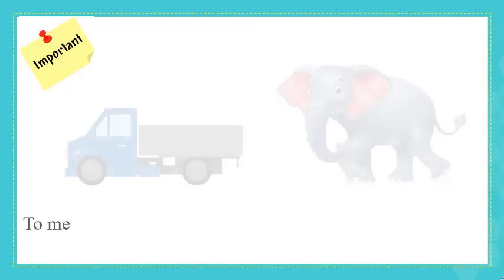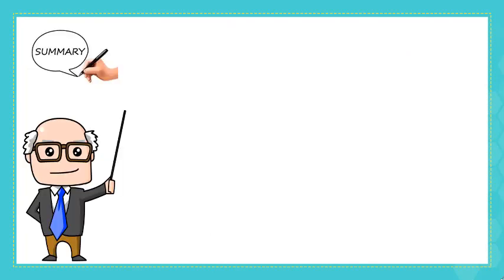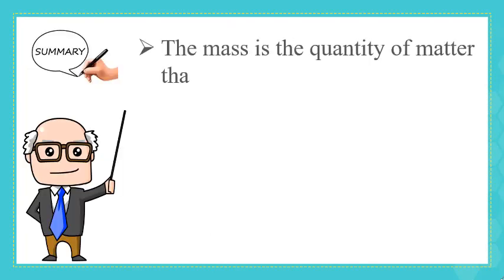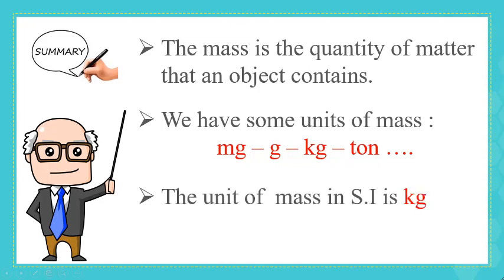Pay attention that to measure the mass of heavy objects, we have to use the ton unit. Let's make a summary. As a definition, the mass is the quantity of matter that an object contains. We have some units of mass like milligram, gram, kilogram, and ton. The SI unit of mass is kilogram. You have to memorize them well.